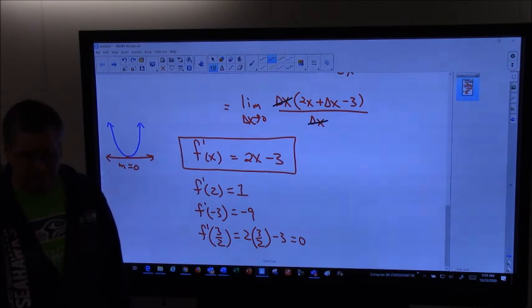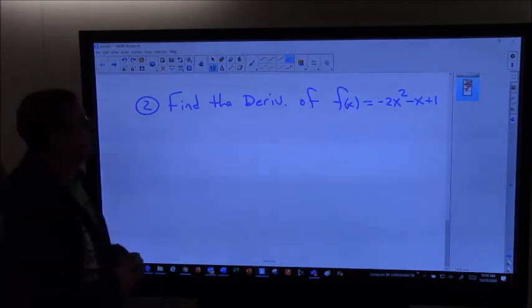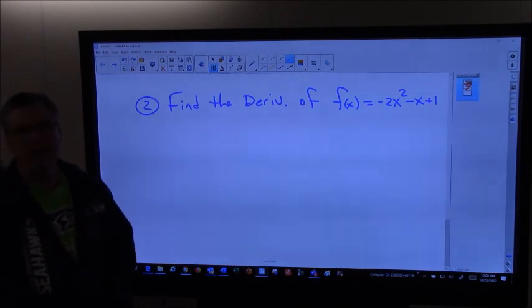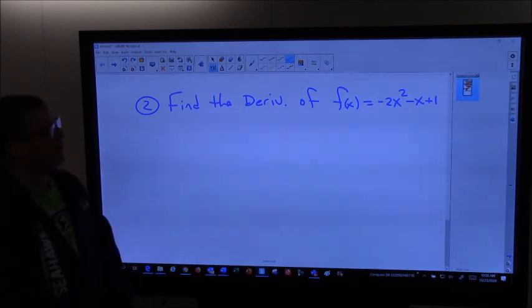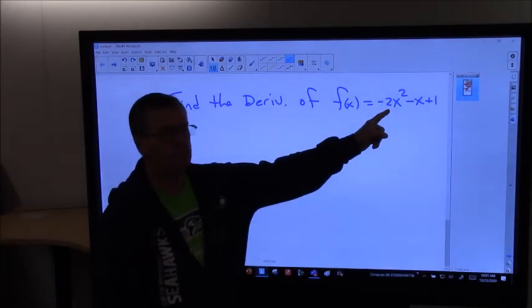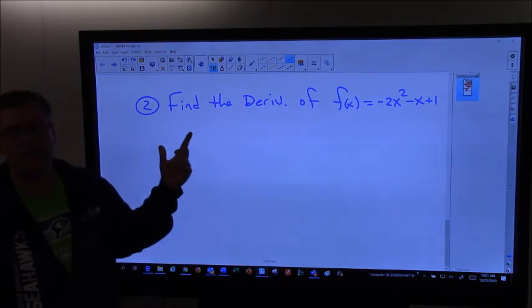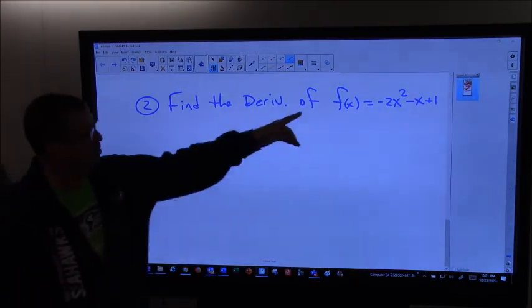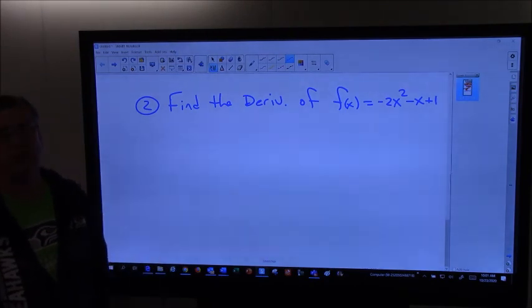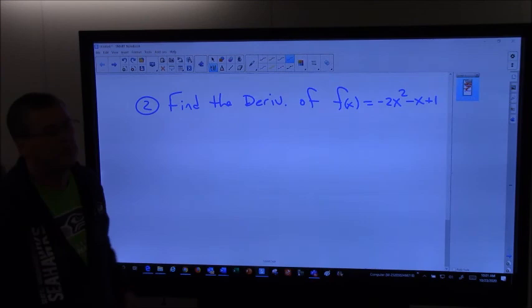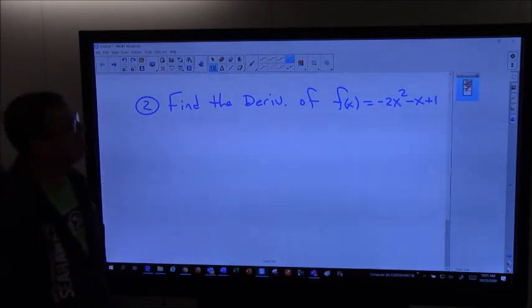All right, let's try another one. All right, so I want you guys to try this. I want you to find the derivative of f of x equals negative 2x squared minus x plus 1. All right? When I first look at this, the first thing that entered my head is, oh, negative sign, upside down parabola. I still want that to happen. I want to know what that looks like before I even do anything with it. Okay? But I don't need to know that to do the derivative. All right, you guys go ahead and try it.